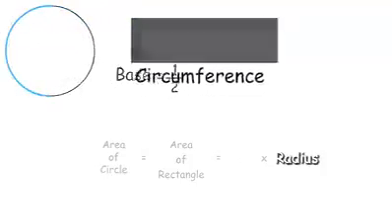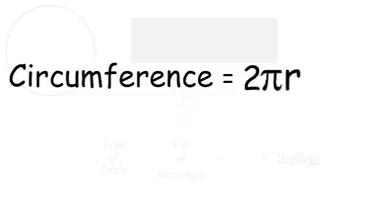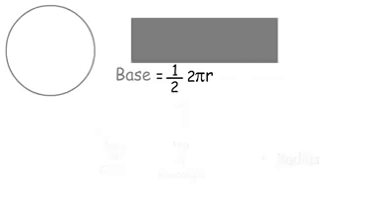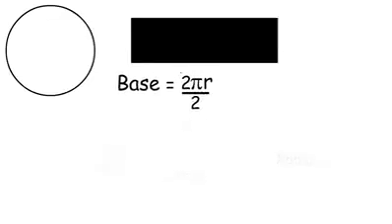Remember that the circumference is equal to 2 pi r. When we combine it with 1/2, the 2's cancel out, and base is equal to pi r. So now base times height becomes pi r times r.